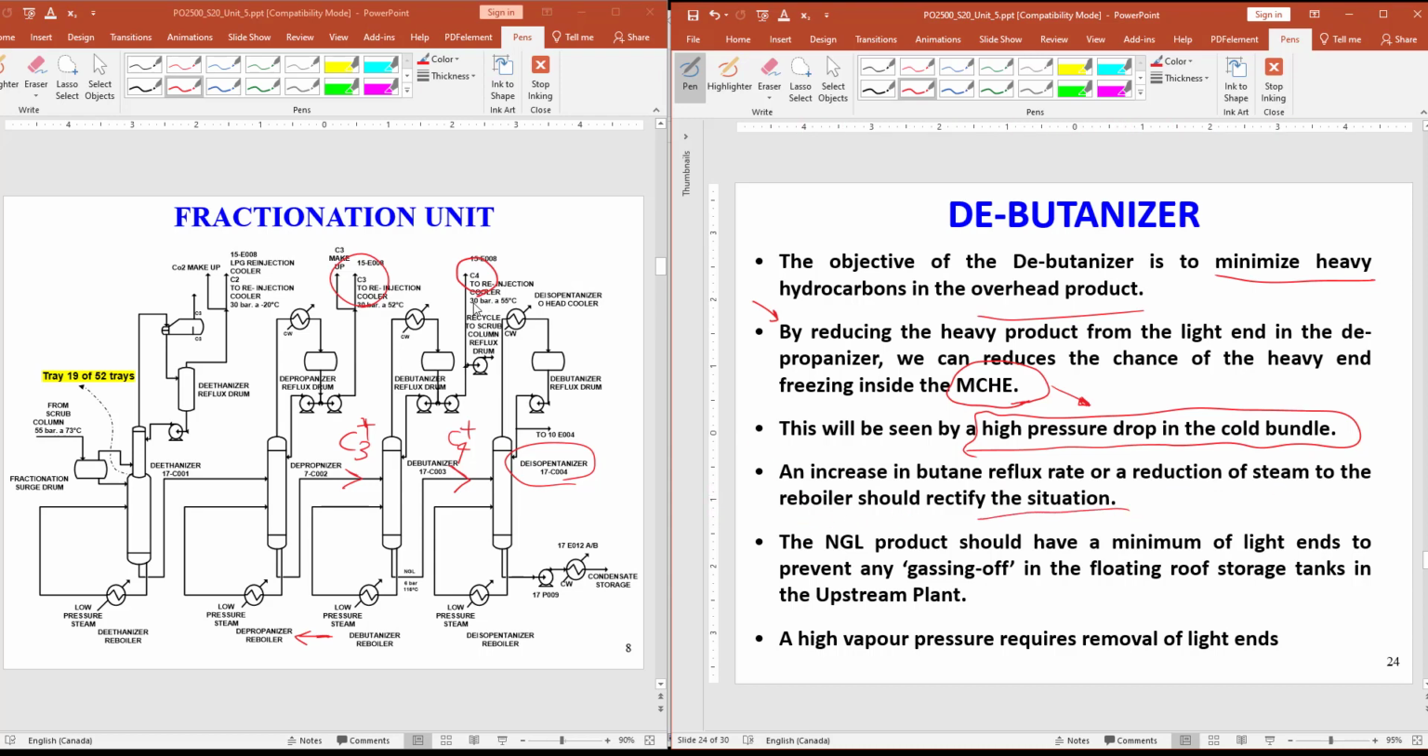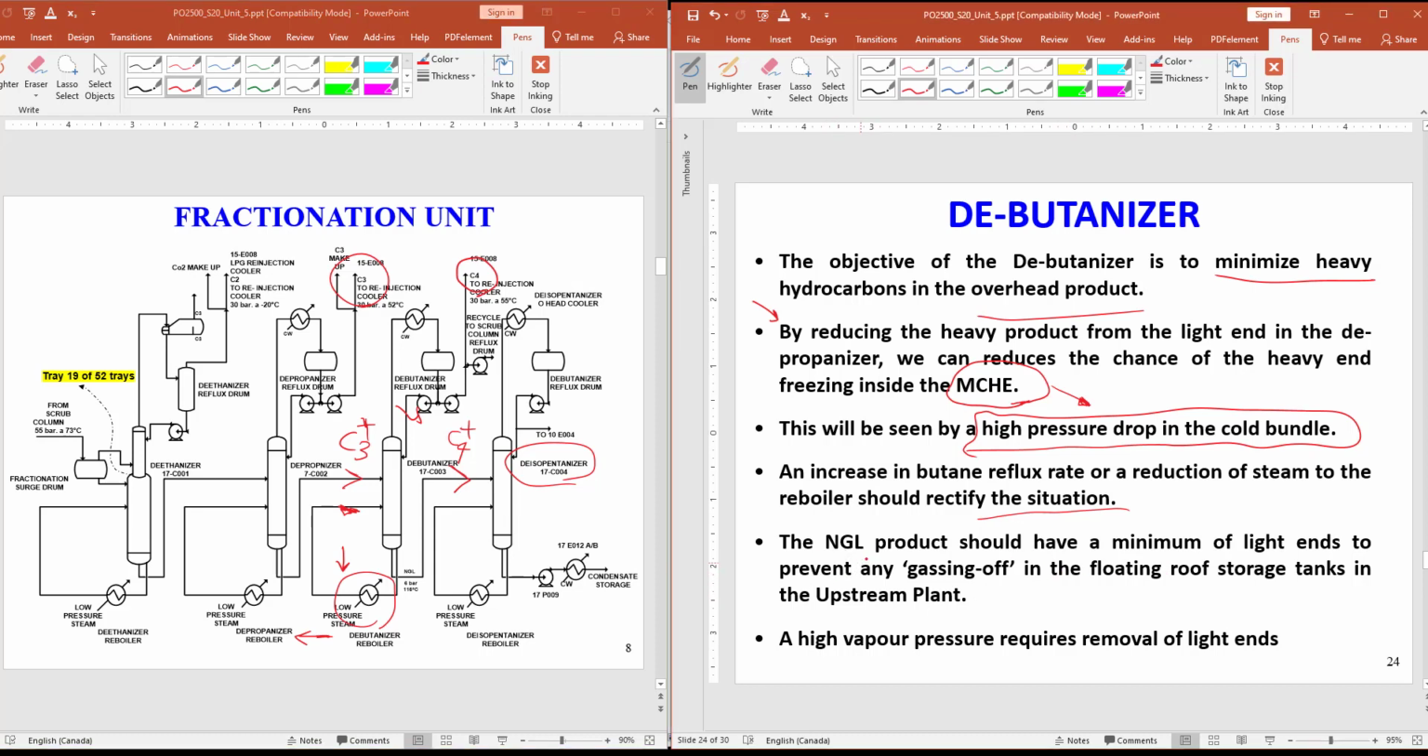If I have a higher reflux ratio, I can have a purer butane here, and anything heavier than butane goes back to the column. Or I can decrease the heat duty of the reboiler. Decreasing the heat duty means we keep more heavier products in the liquid phase than in the vapor phase. This is how we can fight the issue that we have.